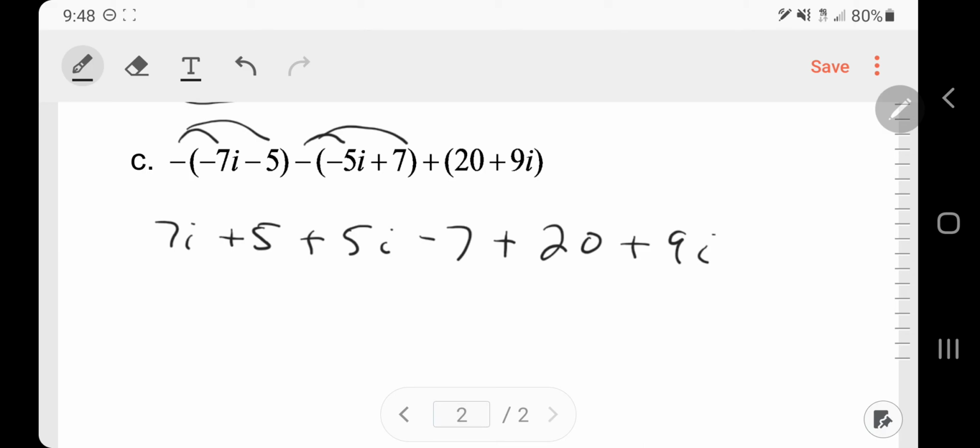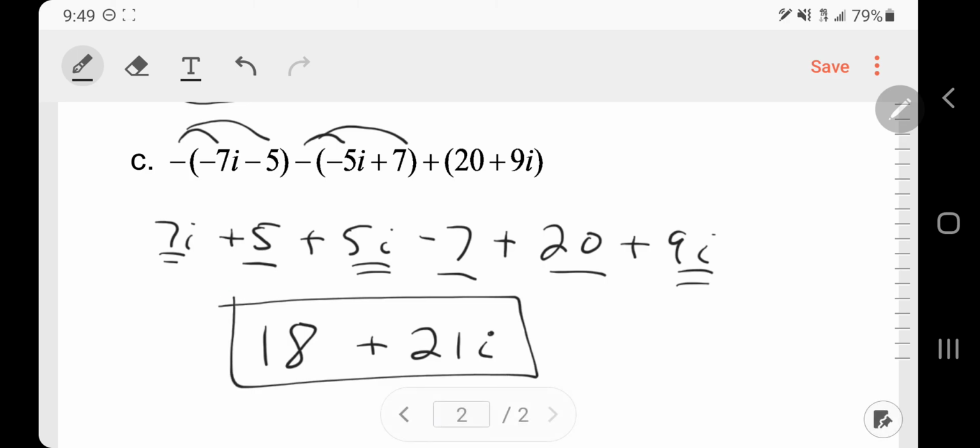So now we combine our like terms. Okay, we have 5, negative 7, and 20. All right, 5 and negative 7, negative 2 plus 20, that's going to give me an 18. Okay, so there's our real part. And then we have our imaginary numbers that we're going to combine together. So 7i plus 5i plus 9i is going to give me a 21i. And there's your final answer.